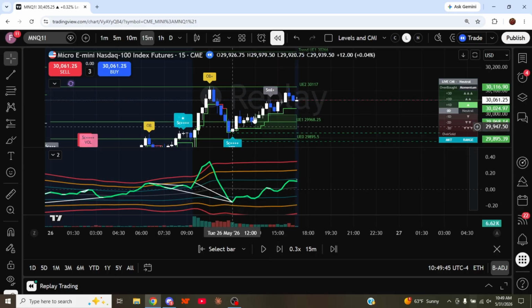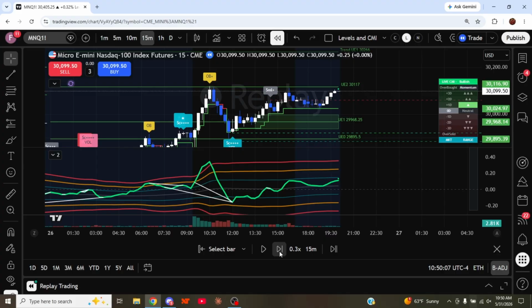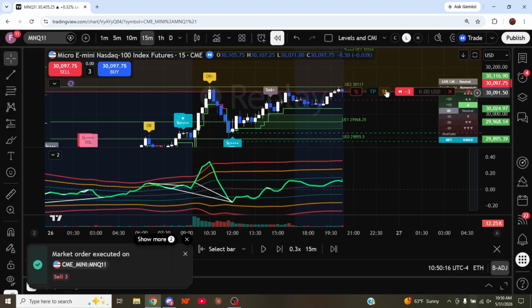See this still moving up, just rolling up and down, up and down. That's convergence. Oh, now it's the end of the session. Oh, we'll just kind of go through here. Alright, start of the new session. Moving down now. Still in convergence pretty much. Okay, rejecting off of this level for a third time. We can take a short off of that.